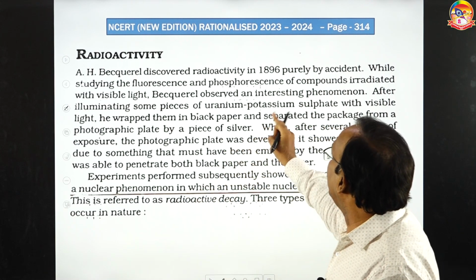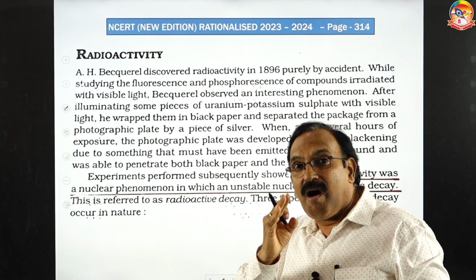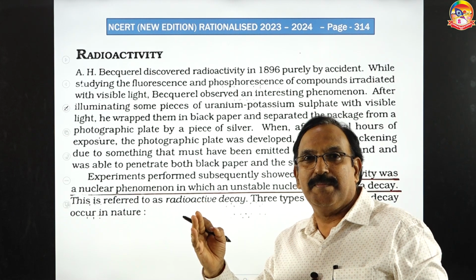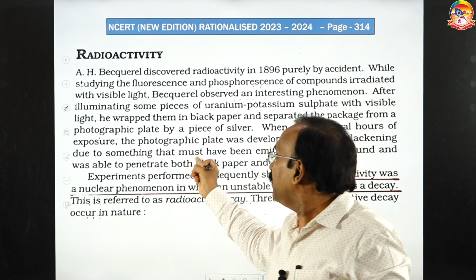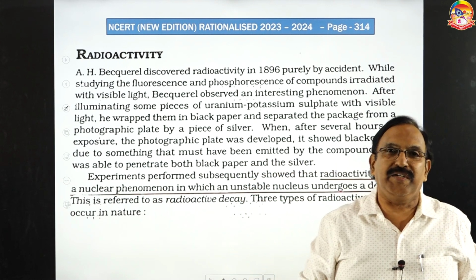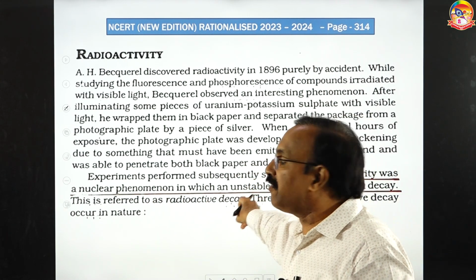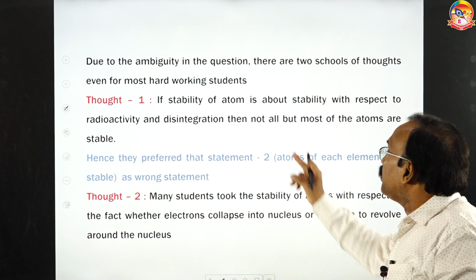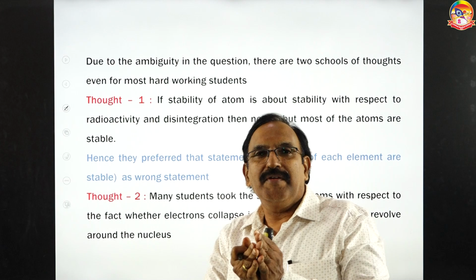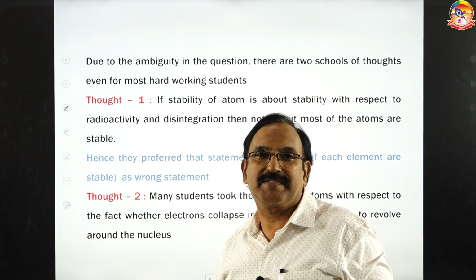Because of that, they went for the answer that not all atoms are stable, but most of the atoms are stable. So they were of the opinion, thinking from the radioactivity angle, and went for this particular answer. Okay, so 100% we can claim that the question is ambiguous.